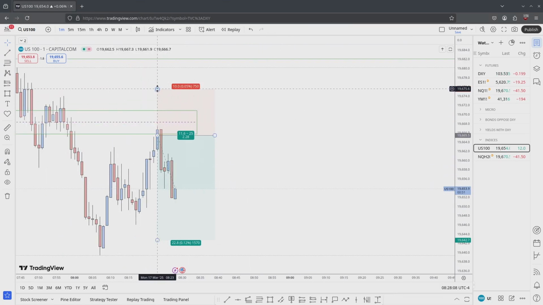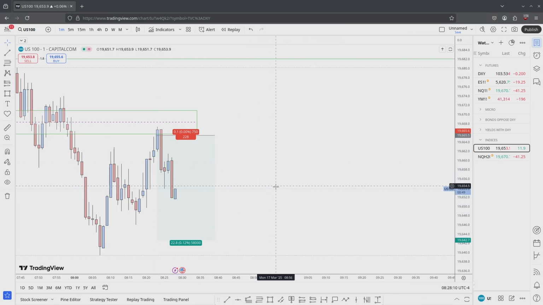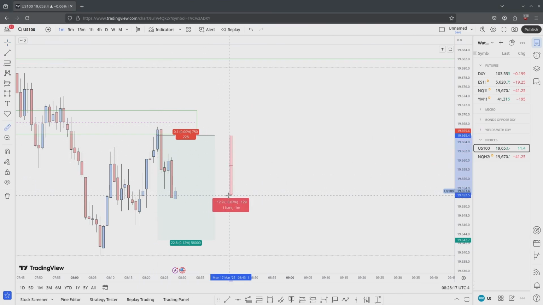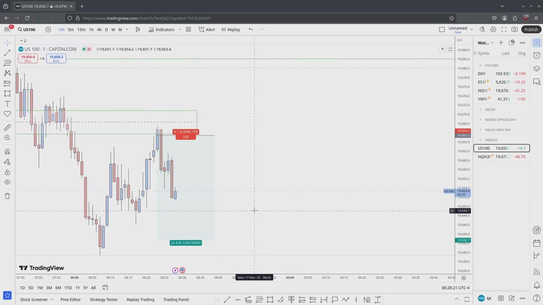At this point in time, stop to break even. No need to have any risk on the table when we've already rallied about 13 points or 7%. So that's about three handles roughly that we already rallied. So there's no need to have any more risk on the table.